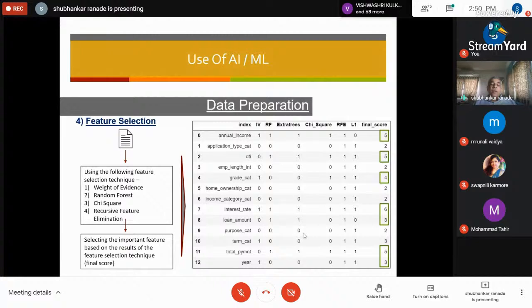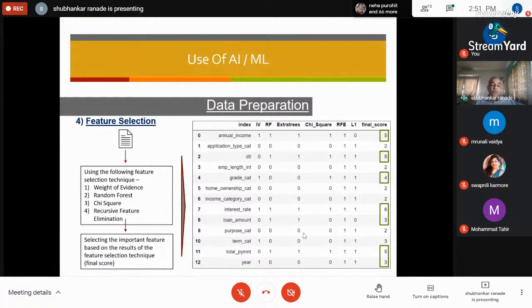While if you look at the application type, only the last 2 algorithms said this is important, while the others weighted against it. Similarly, if you look at the highest score, which is interest rate, all 6 algorithms said interest rate is one of the parameters that will decide whether it is a good loan or a bad loan.